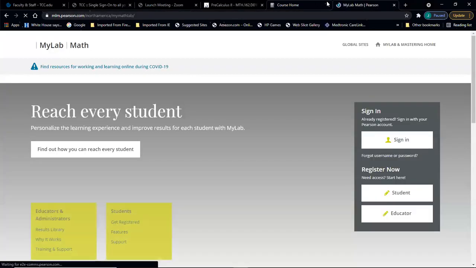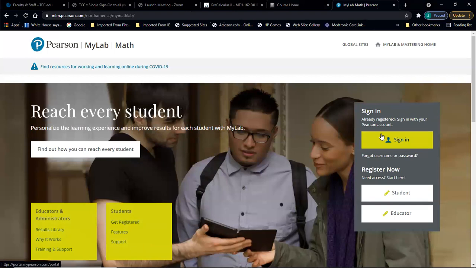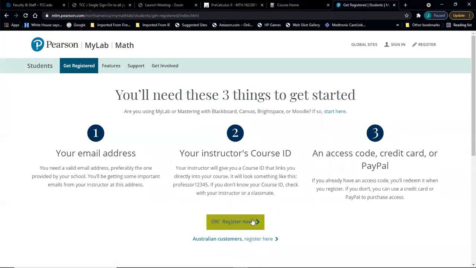mymathlab.com. If you already have an account, you can sign in and then register, but I'd rather just go to register now as a student because you're a student. It tells you what you'll need, your email address, your instructor's course ID, which you will have both of those things.